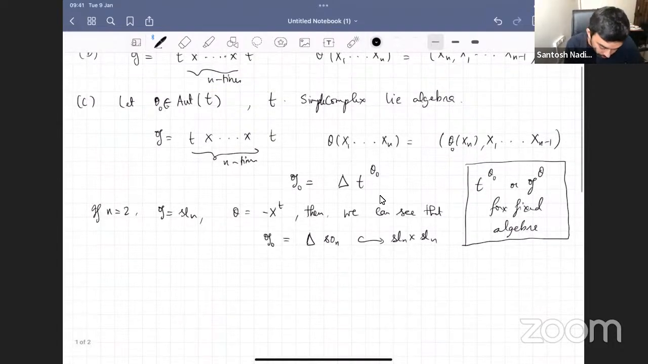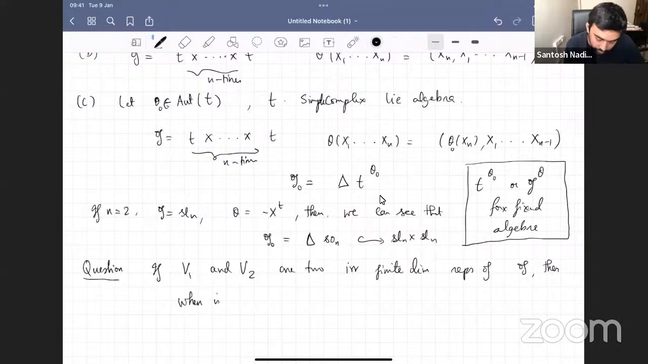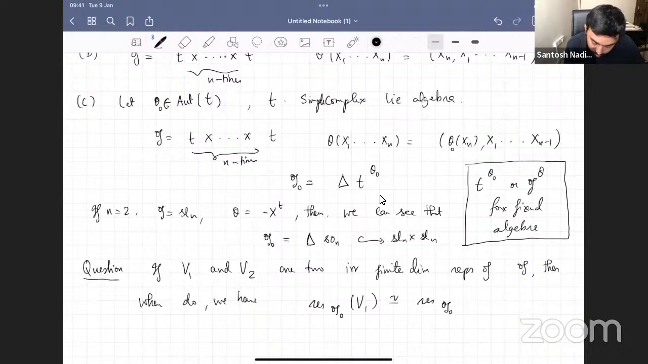So the question is this. If V₁ and V₂ are two irreducible finite dimensional representations of 𝔤, characterize the pairs: when do we have the restriction to 𝔤₀ of V₁ isomorphic to the restriction to 𝔤₀ of V₂? This is the problem I want to talk about.